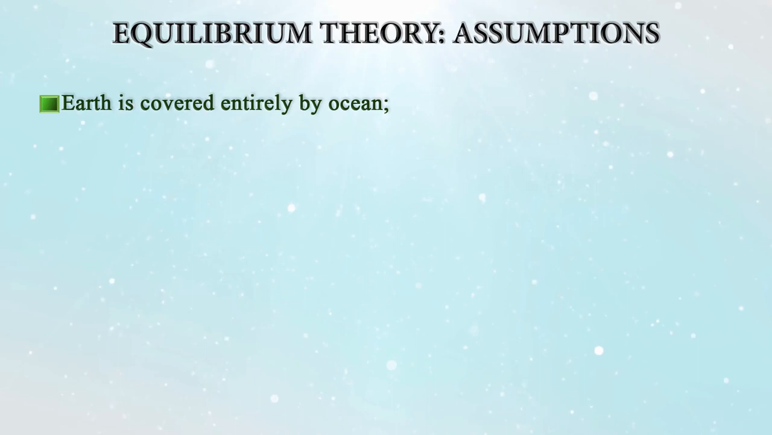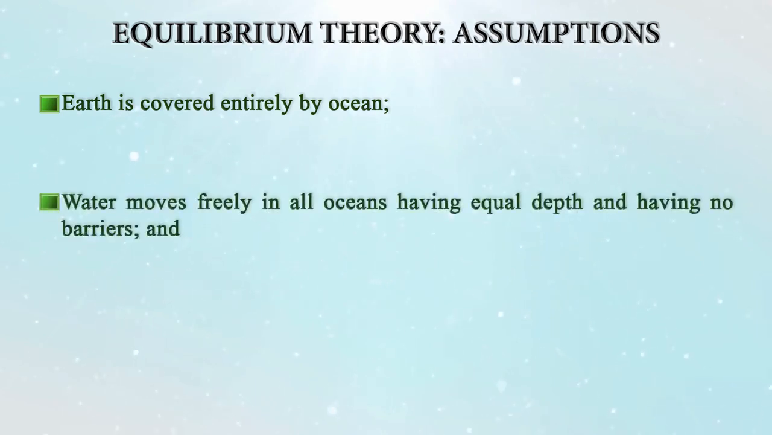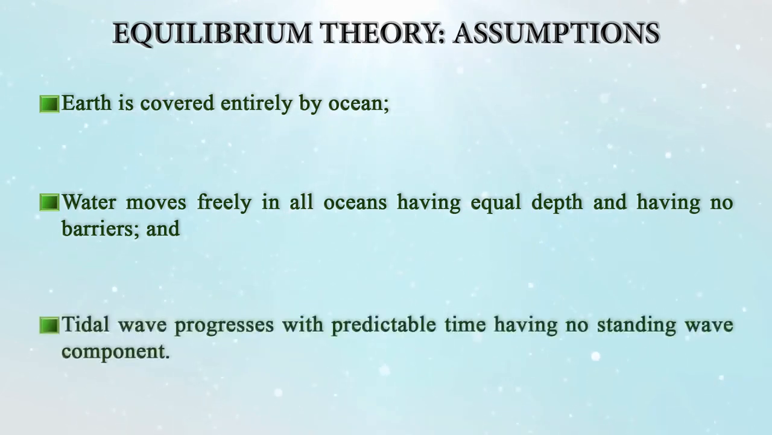So, the basic assumptions that were taken by the equilibrium theory is that earth is covered entirely by oceans, water moves freely in all oceans having equal depth and having no barriers, and tidal wave progresses with predictable time having no standing wave component. Now, let us understand this, that sun, moon and earth are all in equilibrium due to their respective pull towards each other.